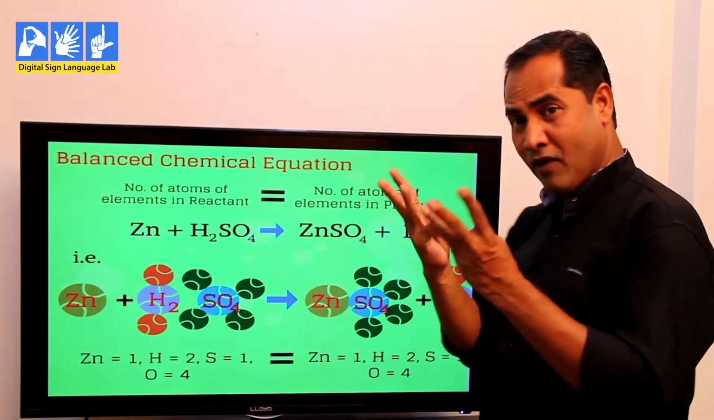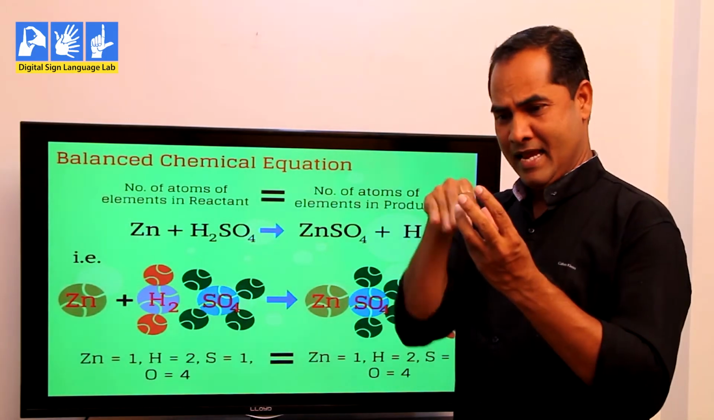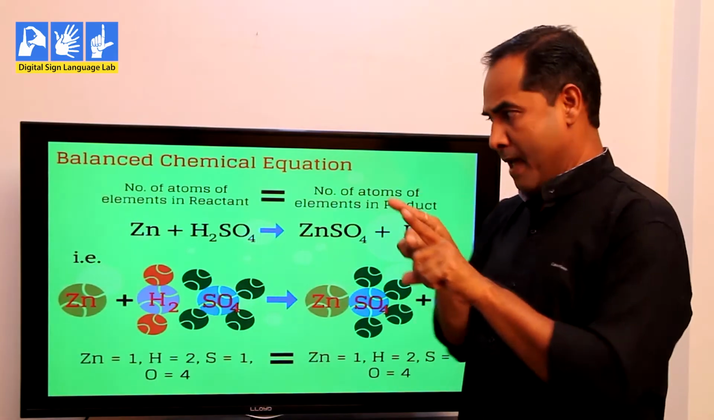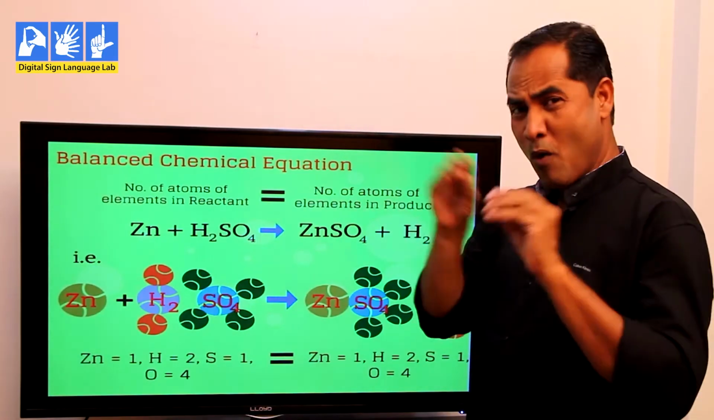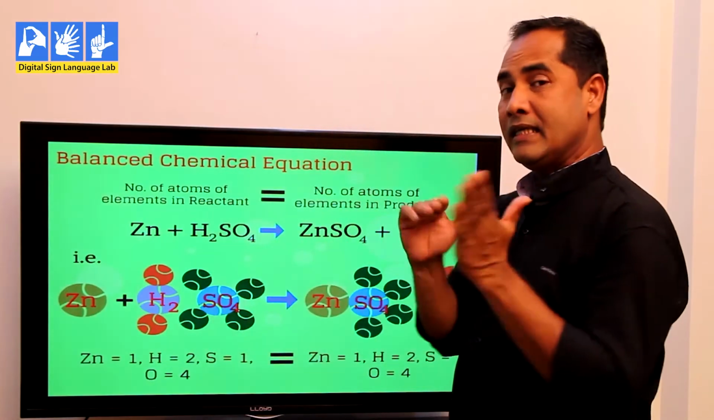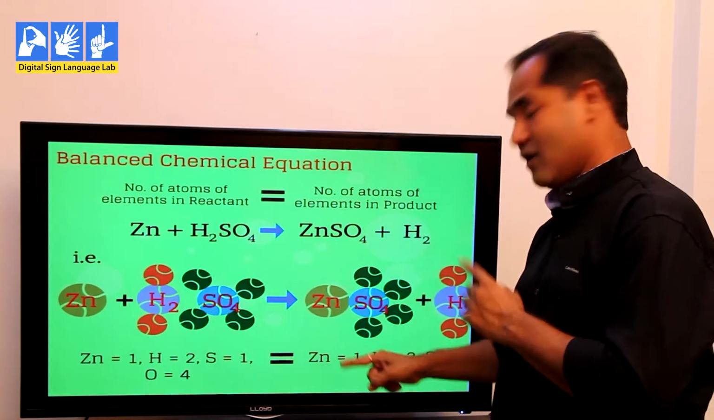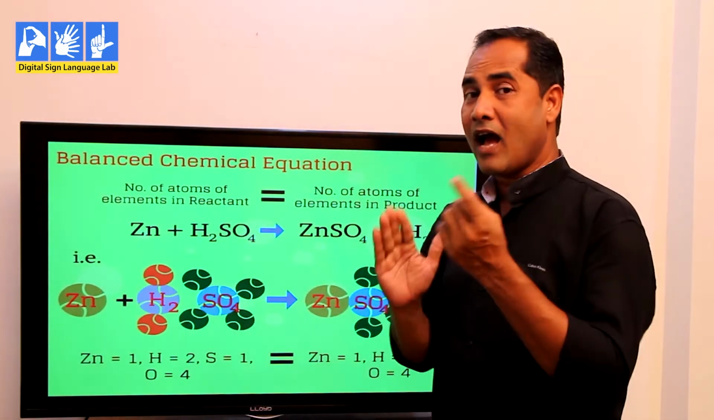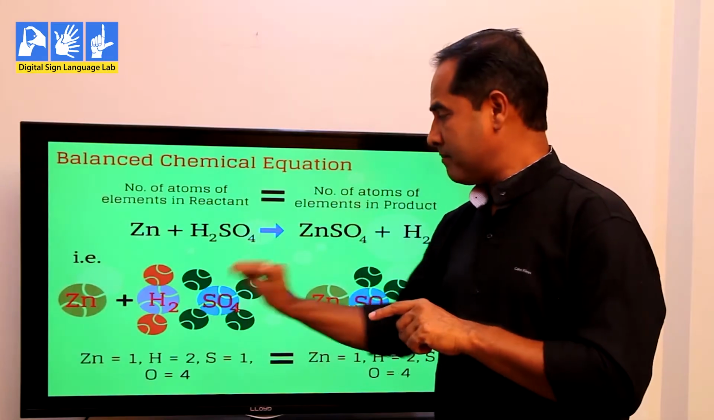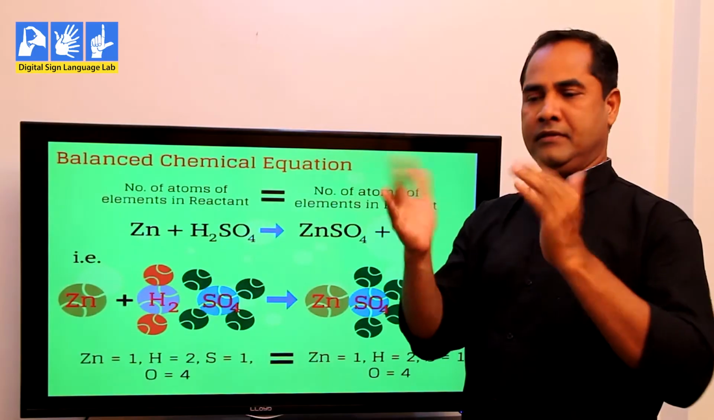You can see this picture which explains it. How many molecules on the left hand side and how many on the right hand side. If you want more clarity, you can look here. So how many zinc we had? One. It has to be one on the right hand side as well. So like that, we balance an equation.